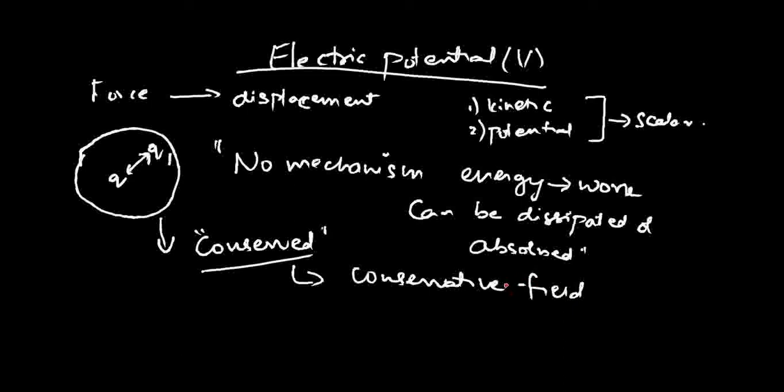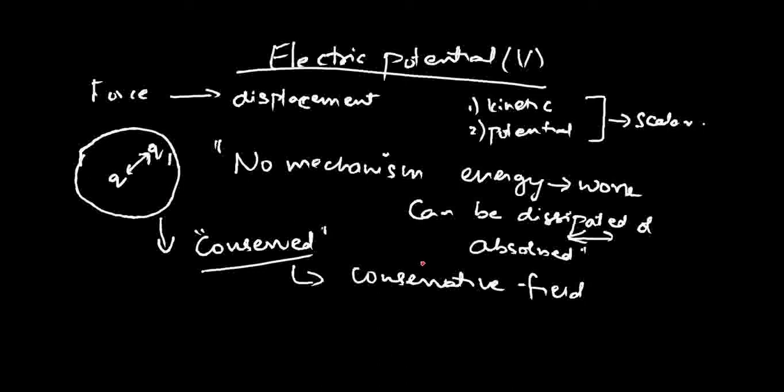A conservative field is a field in which energy is neither dissipated nor absorbed. Mostly we refer to the dissipation of energy, not the absorption, because usually it is work done by the field, so energy dissipation from the field is what usually occurs. So a conservative field is a field in which there is no mechanism by which the energy represented by the work done in this field can be dissipated. Energy cannot be dissipated in this kind of field, and that is why it is referred to as a conservative field.